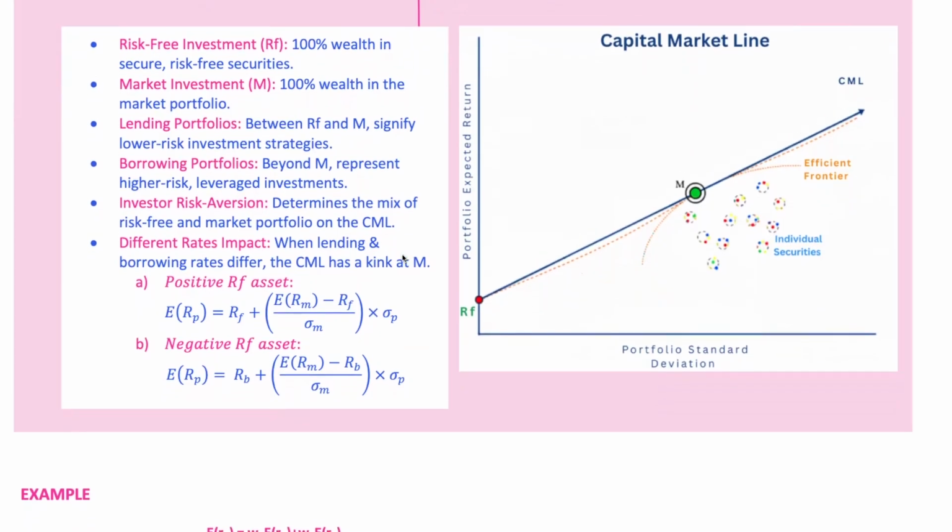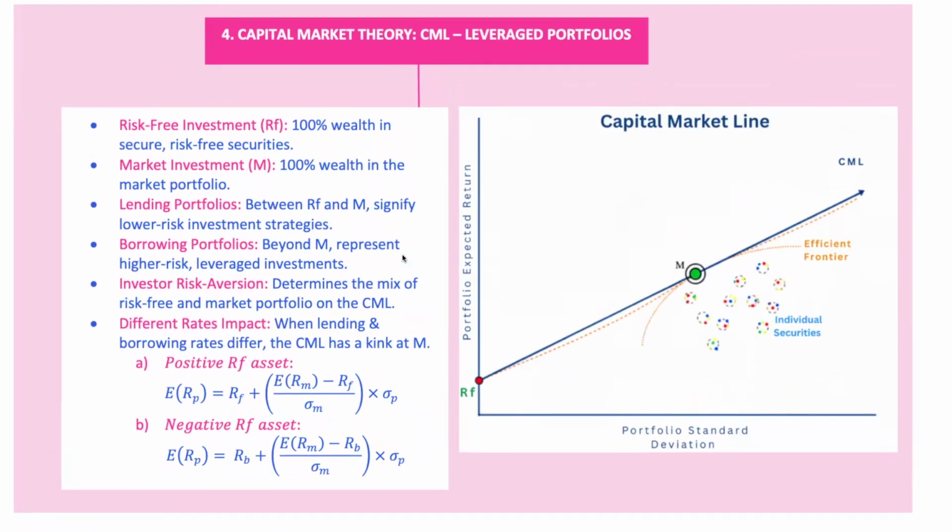So let's unpack this one carefully, because this is where portfolio theory starts to feel a bit more real world. So far, we've looked at the capital market line as a clean, straight line between the risk-free rate and the market portfolio. But now we're going beyond that. We're talking about what happens when you borrow money to invest more than your own wealth. And that, my friend, is called leverage. Let's start from the basics.